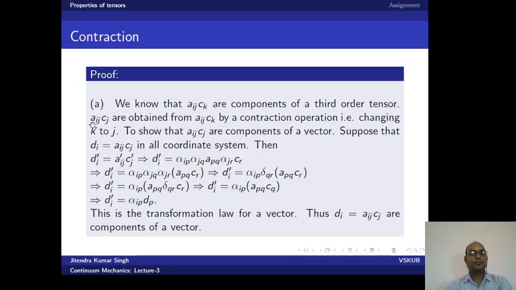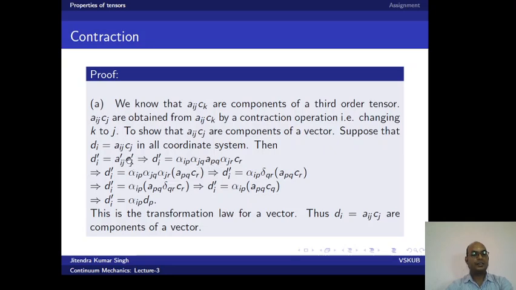Since we have to prove Aij Cj are components of a vector, I am assuming that Di is equal to Aij Cj in all coordinate systems. Now Di dash we can write as Aij dash Cj dash. Since Aij is a component of a second order tensor, it will follow the transformation rule for a second order tensor. So we can write Aij dash is equal to alpha ip, alpha jq, and Apq.